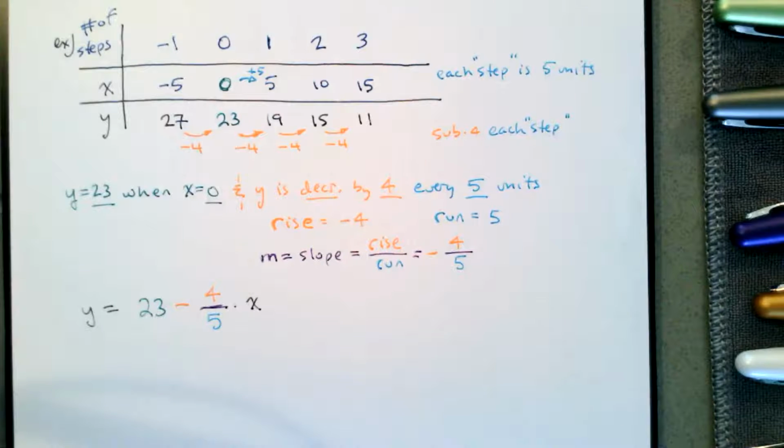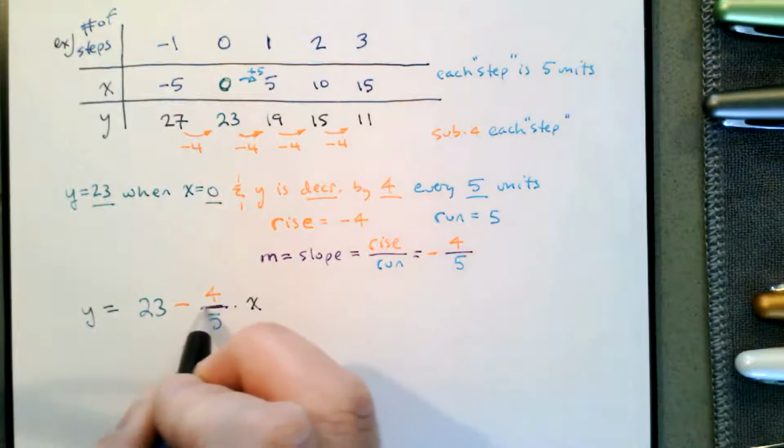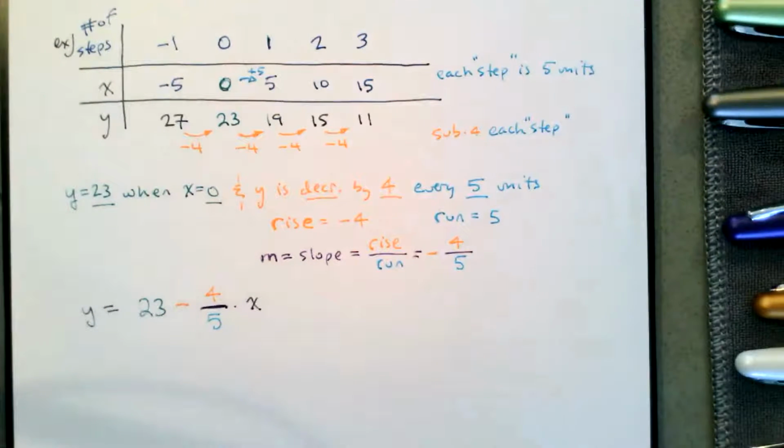So we've got the table, we've got a sentence. From the sentence, we can write a slope. From the sentence, we can also write an equation. 3 different descriptions of what's going on in this function. Any questions?